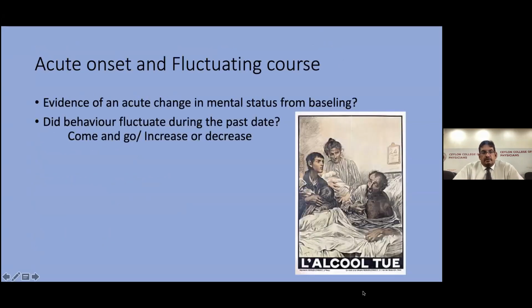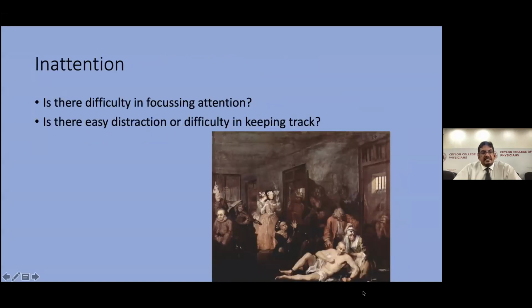So we need to be wondering whether there is an acute change in the mental status from baseline. So the way that the patient was in the community, like our lady in case 1 who had dementia, who had a baseline which was sort of placid, but suddenly there had been an acute change. Or did it occur with some sort of a fluctuation where there is sundowning, or during the evening it worsens, or at certain times it changes up and down. Or if there's easy distractibility and difficulty in keeping track. Is this the case? That is inattention.